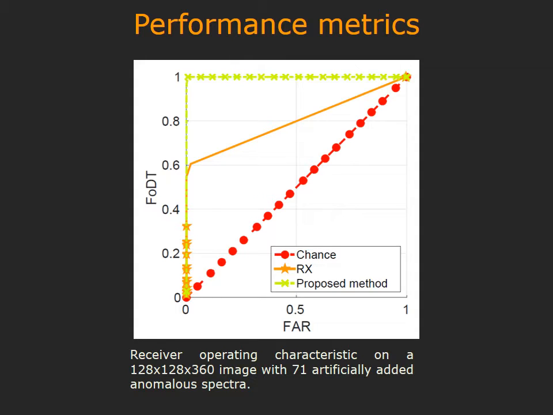Finally, our algorithm outperforms the Reed-Xiaoli detector in detecting anomalies. We artificially inserted 71 anomalous targets in a hyperspectral image and performed anomaly detection with our proposed algorithm. The receiver operating characteristic curve plots true positives versus false positives. From the plot, it is evident that our method has a larger area under the curve than the RX detector.